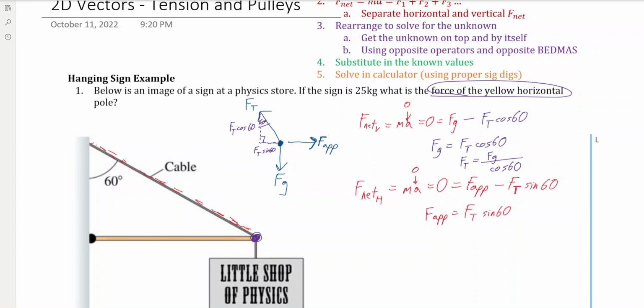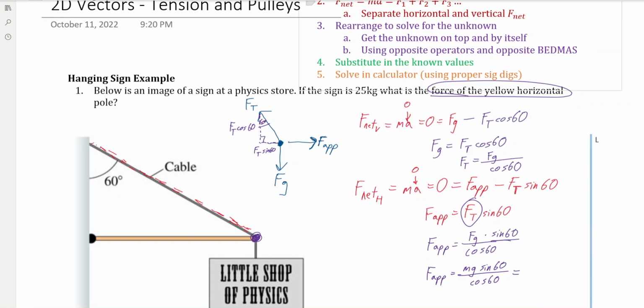So now what we can do is actually substitute that in. So we get F applied equals Fg over cos 60 times sine 60, which we can just put on top. And always Fg is mg, so we can rewrite this again, but with mg. So mg sine 60 over cos 60, and that equals our force applied.